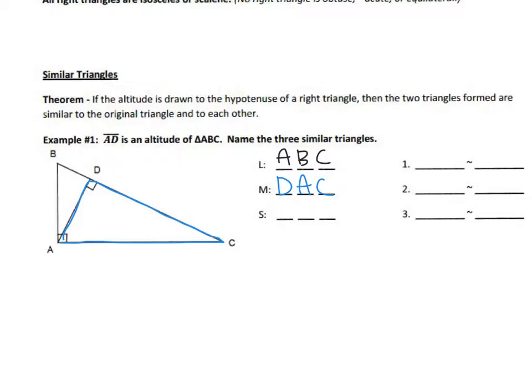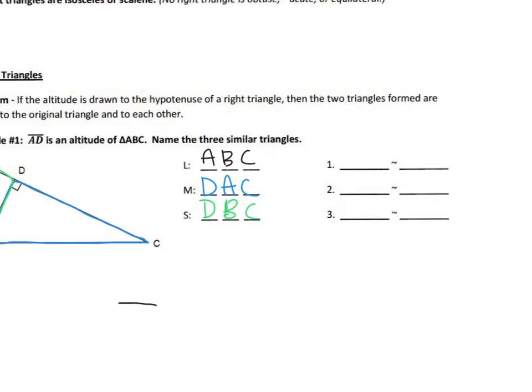And then we have the smaller triangle. So when we go to name the smaller triangle, we want to follow the same lines. We want to start at the right angle, which is still point D. We want to go along the shorter leg, which is to point B, and then across the hypotenuse, which is C. So the three right triangles we have are triangle ABC, our original, and then our two smaller triangles DAC and DBC.